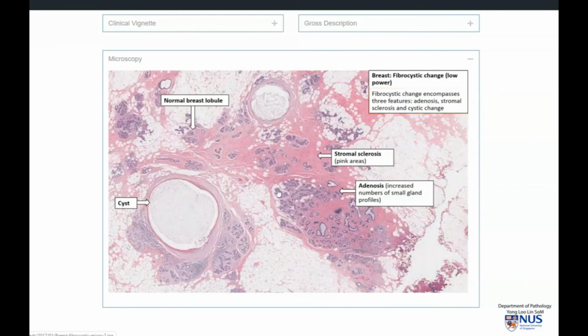This is a benign change, and it is not associated with a significant increased risk of malignancy. What we would want to look out for microscopically would be any architectural or cytologic atypia, and those may be associated with an increased risk of malignancy. However, if there is no significant atypia, the risk is as it would be in a normal breast.